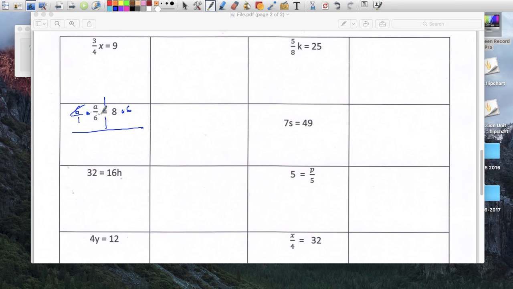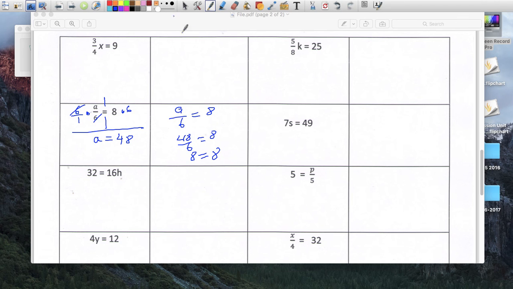This 6 and this 6 cross each other out, equal to 1, and I'm left simply with a, or 1a. On this side, 8 times 6 is 48. To check, a over 6 equals 8. a is 48, so 48 over 6 equals 8. And 48 over 6 is indeed 8.